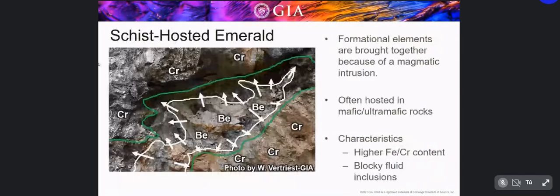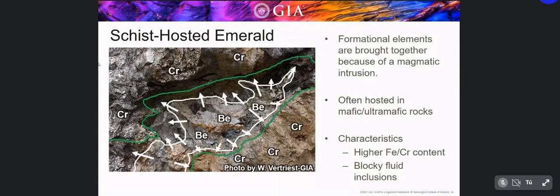So what do you need to form an emerald then? You need to somehow take these 2 distinct and unique geological environments and bring them together. And that's what's shown here. This is what we call a schist-hosted emerald environment. So we're going to distinguish between, in this talk, schist-hosted emeralds and metamorphic hydrothermal type emeralds.